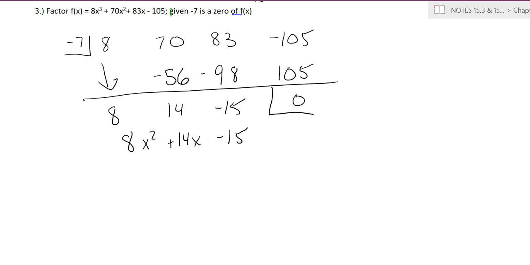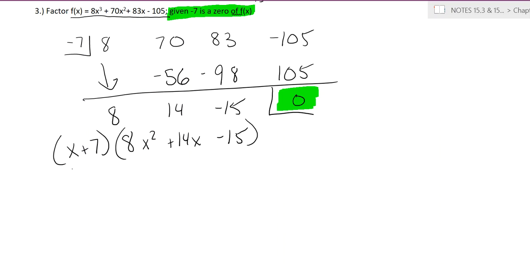Now, one thing I just want to point out: when they actually tell you -7 is a 0, you should get a 0. If you're getting anything else, that means you're making an arithmetic mistake somewhere in the process. So just kind of be aware of that. We're not going to give you any false hope anywhere by telling you that. So what this means now is that this function right here can be broken up as x plus 7 times the quantity 8x squared plus 14x minus 15.